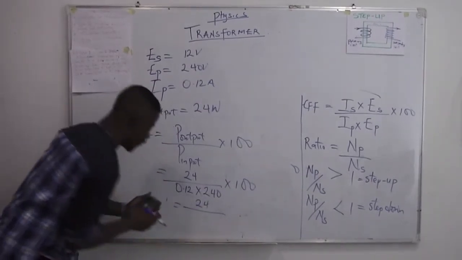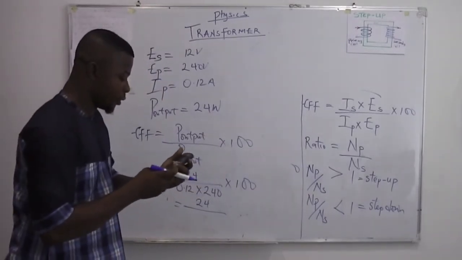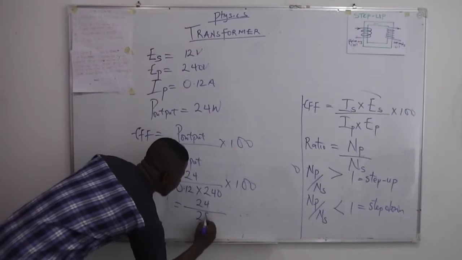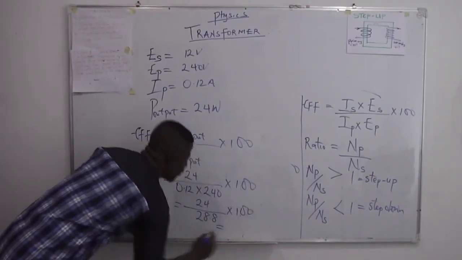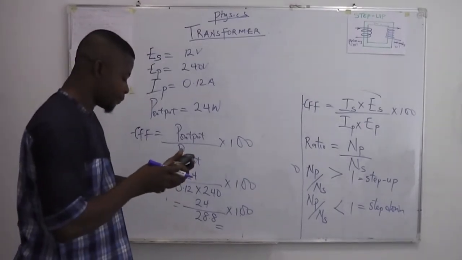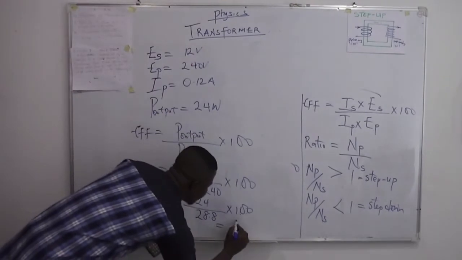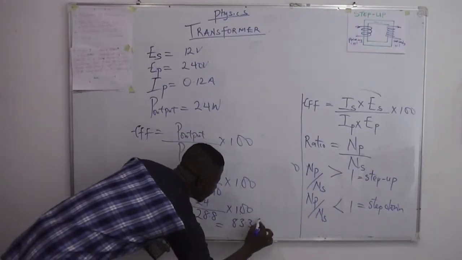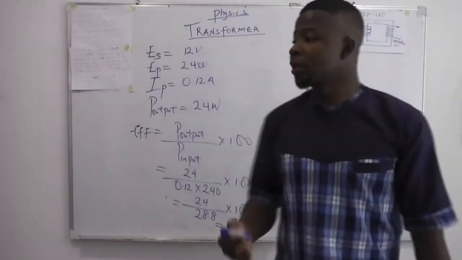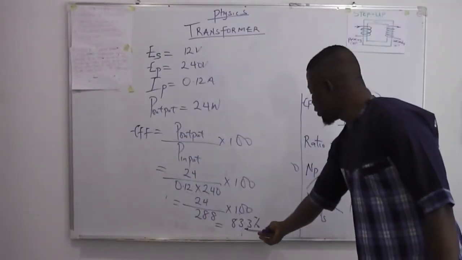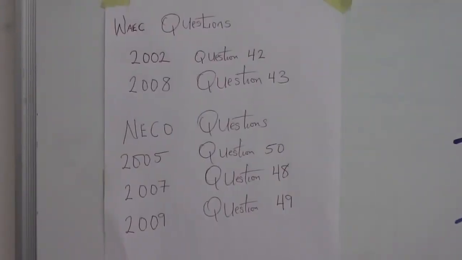Now what do we have? 24 all over 0.12 times 240 is equal to 28.8, times 100. Now if we divide everything here, 24 divided by 28.8, we are going to have 83.3%. That means the efficiency of the transformer is 83.3%. I believe you can solve this kind of question.